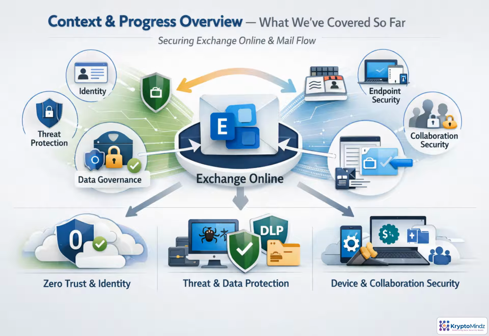Across the course, we've built security in layers: zero trust identity, threat protection, data governance, endpoint controls, and safer collaboration. Now we apply those controls to Exchange Online, where mailbox access, forwarding, inbox rules, auditing, and mail flow can quietly create risk. This prepares us for final validation and operational hardening.